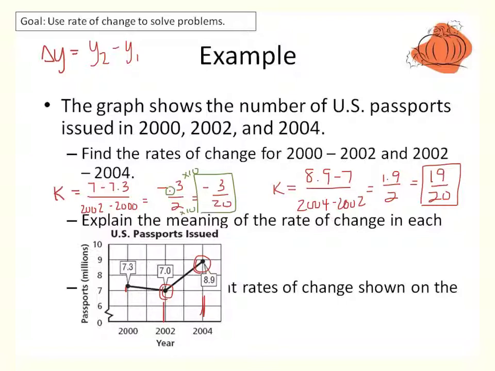Explain the meaning of the rate of change in each. Isn't that nice that the picture's over it? So in each situation, the first one, what does that negative sign mean? Well, that negative sign means that the number went down. And it actually would have gone down 3 for every 20 years. Or actually, if we look at our units here, it's going to go down 3 million for every 20 years. Okay, and so the 19 over 20 is going to say it's going to go up 19 million for every 20 years. And so in that one, since it's positive, we're going to be going up.